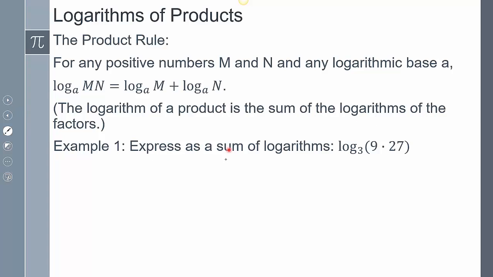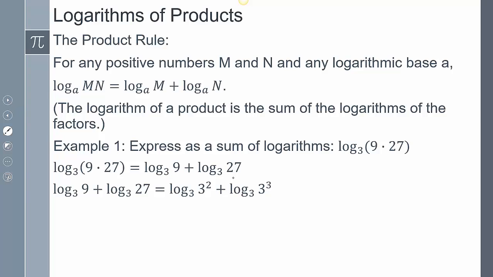So if I wanted to express as a sum of logarithms log base 3 of 9 times 27, I can say that this is my m, this is my n, so I can break this apart into log base 3 of 9 plus log base 3 of 27. Then from there I can say 9 is the same as 3 squared, 27 is the same as 3 to the third power. And so now the log base 3 and the 3 will cancel out, the log base 3 and the 3 will cancel out, so I get 2 plus 3, which is going to equal 5.